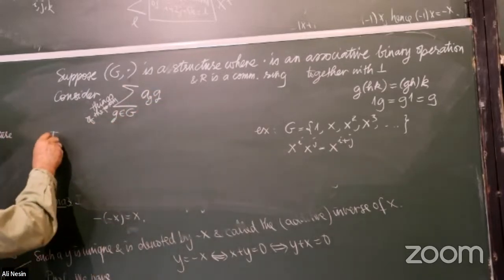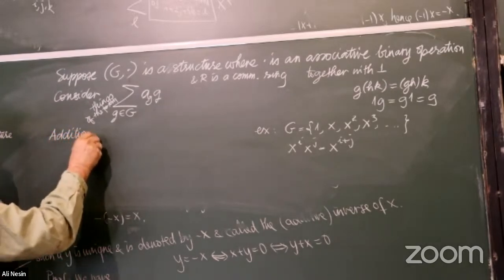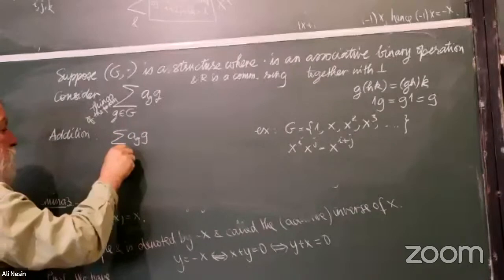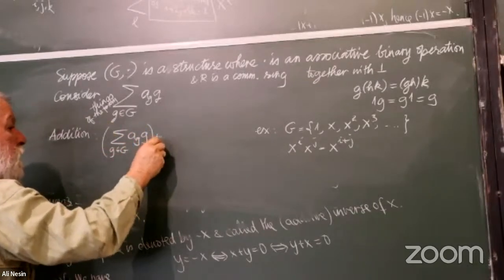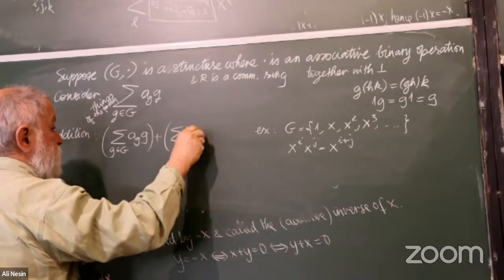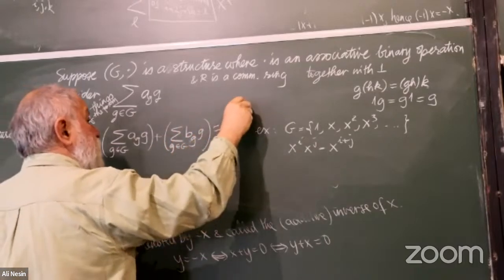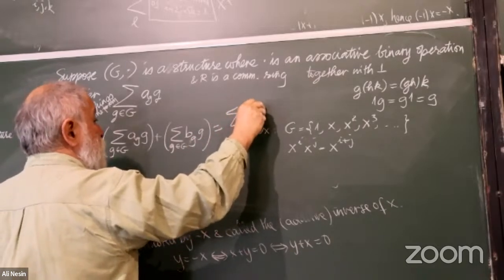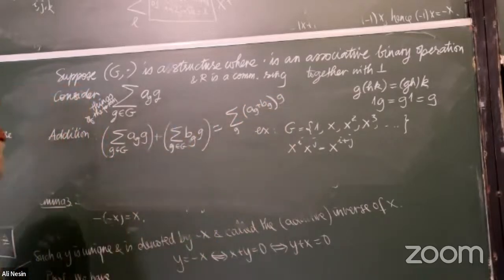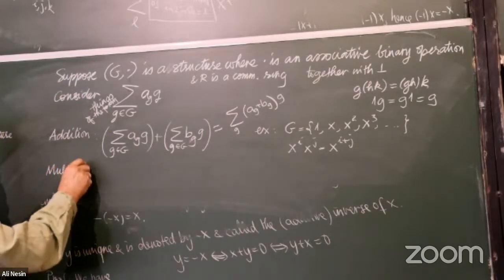So to add them, the sum of a sub g times g for g in G plus the sum of b sub g times g, g in G. Addition is very simple. You add them as you get a sub g plus b sub g, this is in a commutative ring, times g for g in G. Addition is easy. Multiplication. I will have a slight problem in multiplication, but I will correct it.